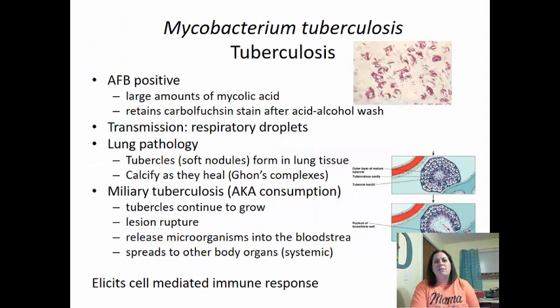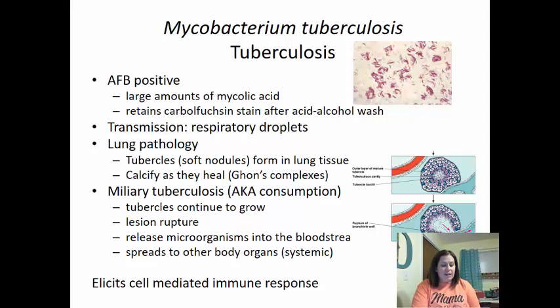The next group is the Mycobacterium tuberculosis. This causes tuberculosis. We see that in this particular group, we have to use an acid-fast type of stain, and it is positive. And the reason for this is it has large amounts of mycolic acid. This means that it retains that carbolfuchsin stain after an acid alcohol wash. This is a very slow growing bacteria that's in rods, a bacillus.